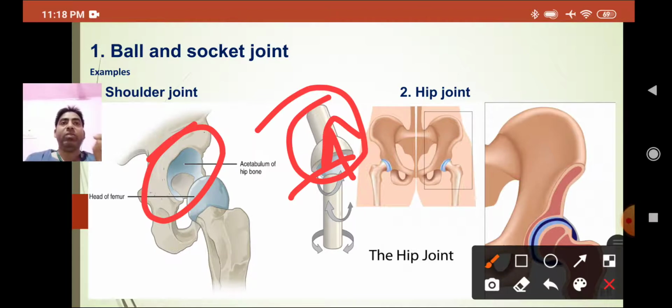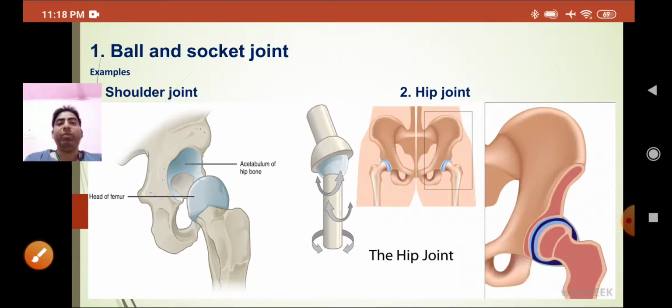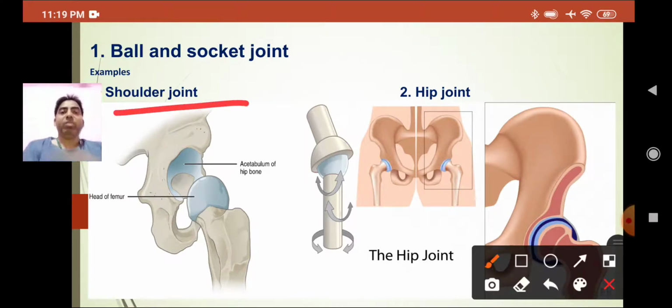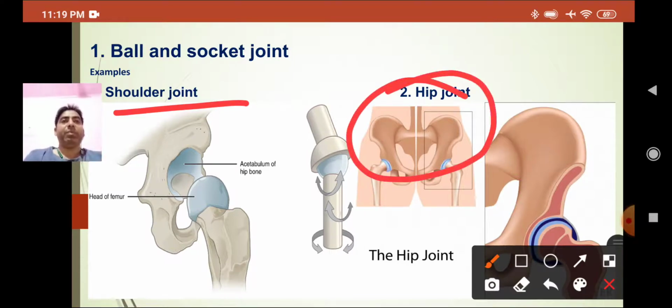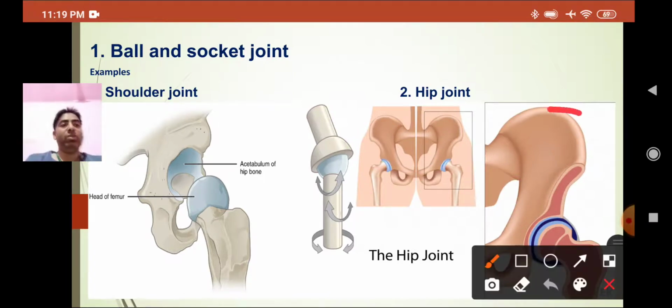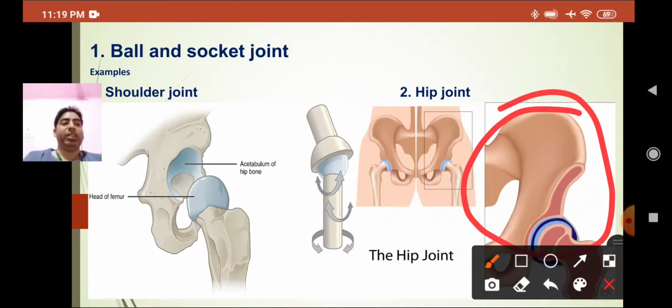Where is it found? The first example is the joint of the shoulder. This is the part where the joints are found. The other example is the hip bone, the hip joint, as we call it. These two places have the ball and socket joint. You can see the hip joints here.